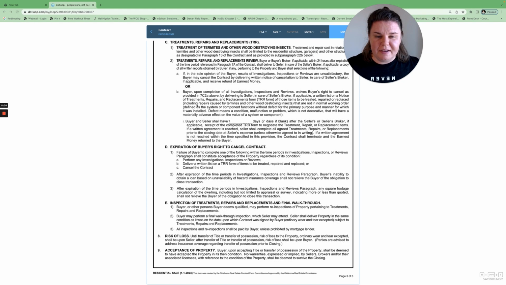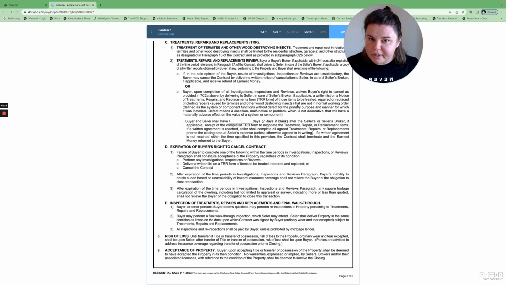Okay, 2B is where we're talking about the actual TRR. You ready? Buyer, upon completion of all investigations, inspections, and reviews, waives buyer's right to cancel as provided in 7C2A above by delivering to seller in care of seller's broker, if applicable, a written list on a notice of treatments, repairs, and replacements form of the items to be treated, repaired, or replaced, including repairs caused by termites and other wood-destroying organisms that are not in normal working order.